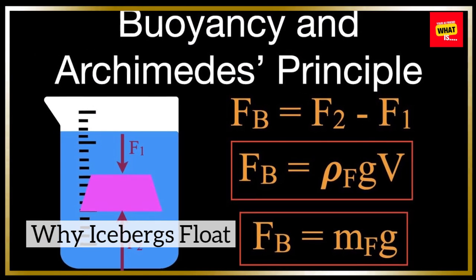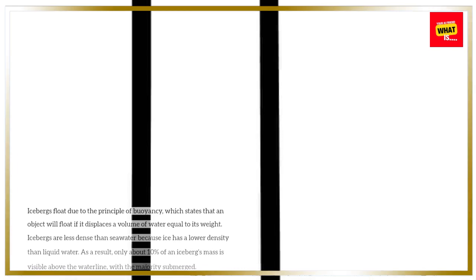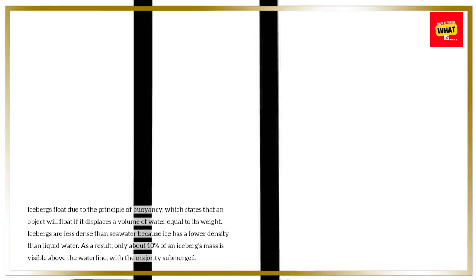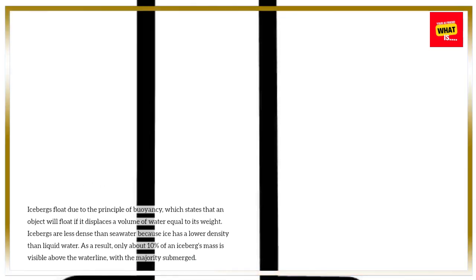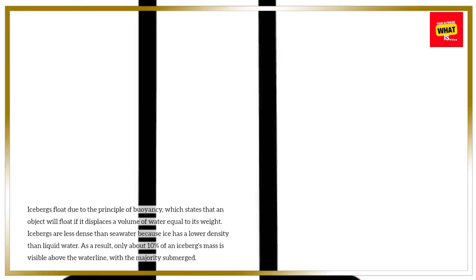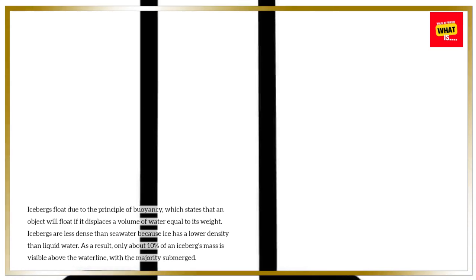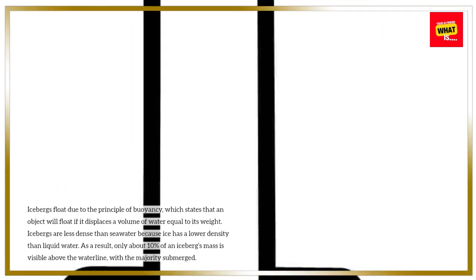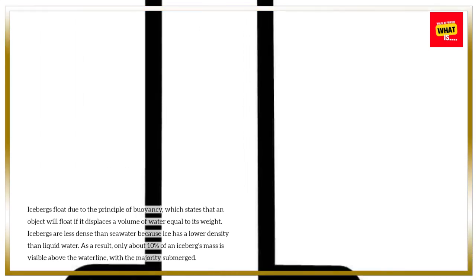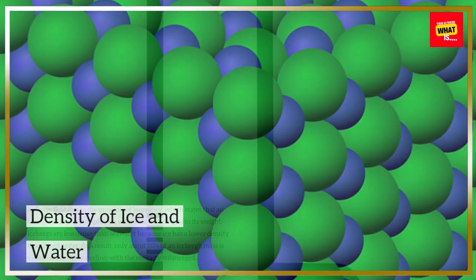Why icebergs float? Icebergs float due to the principle of buoyancy, which states that an object will float if it displaces a volume of water equal to its weight. Icebergs are less dense than seawater because ice has a lower density than liquid water. As a result, only about 10% of an iceberg's mass is visible above the waterline, with the majority submerged.